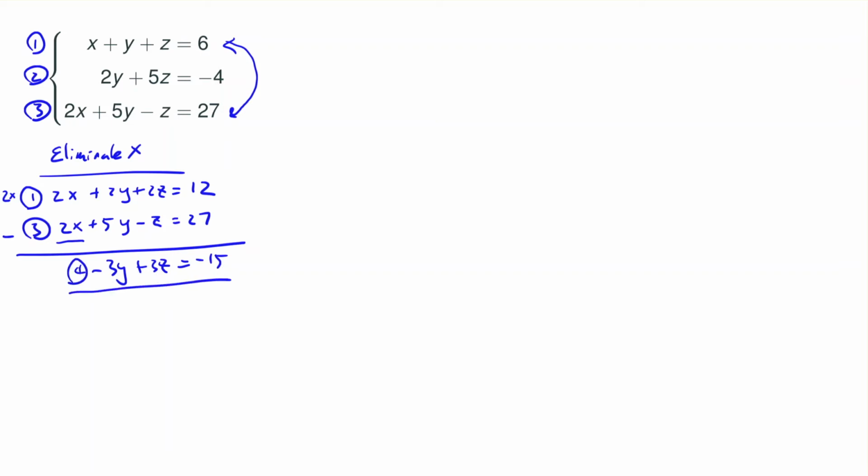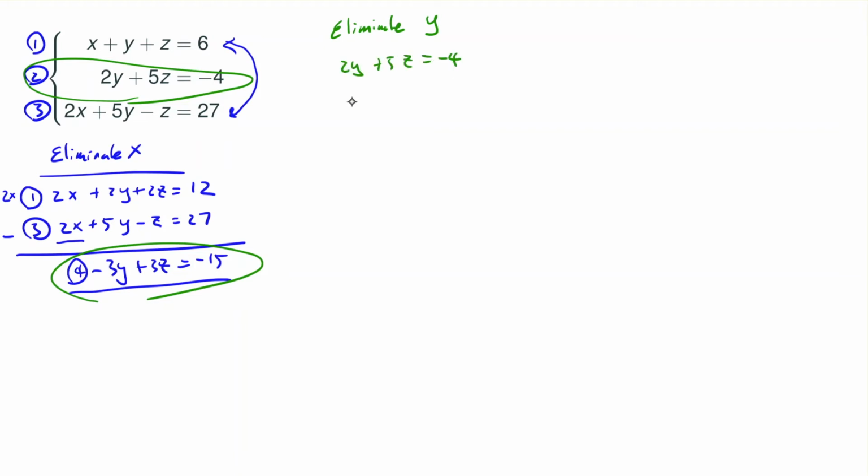Now, here we don't need to create a fifth equation, at the moment, because we can eliminate using 2 and 4. So using this one and this one, I have two variables, two equations. So I can eliminate either y or z to solve for one of them. Okay. So let's eliminate y so we can find z first. Okay. So 2y plus 5z equals negative 4. Negative 3y plus 3z equals negative 15.